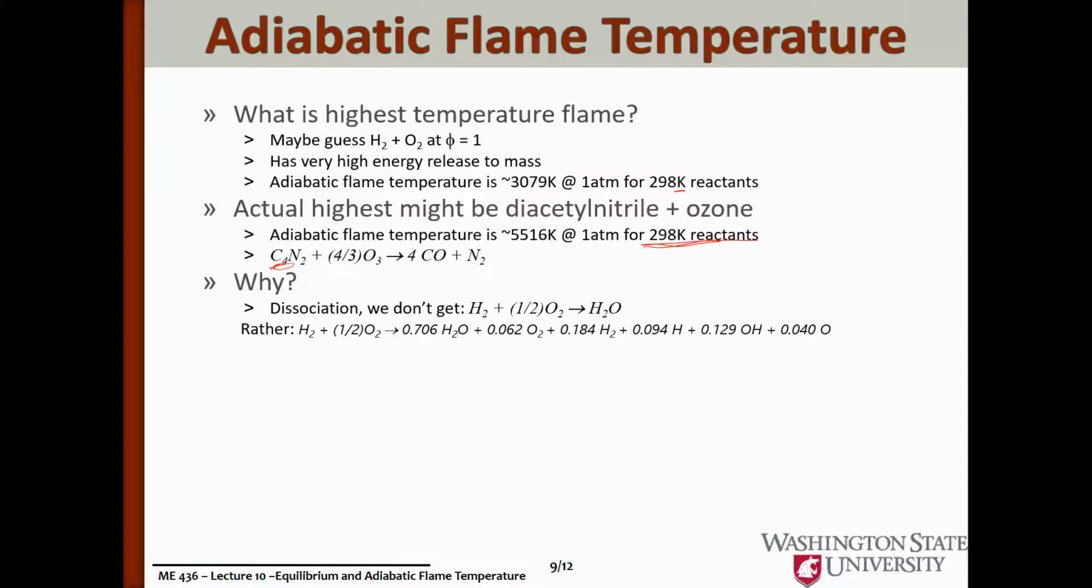When we burn hydrogen and oxygen, we don't get pure water. What we would actually get if we balance all of the equilibrium species, we'd get about 70% of it out as water, but we'd get some oxygen that didn't burn. We would get a significant amount of the hydrogen that wouldn't burn. Almost 20% of the fuel wouldn't burn.